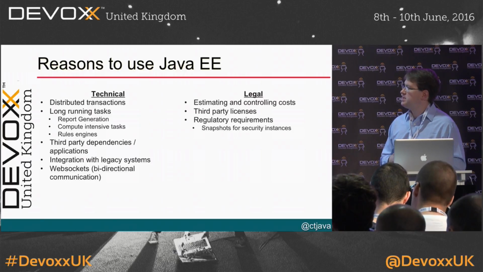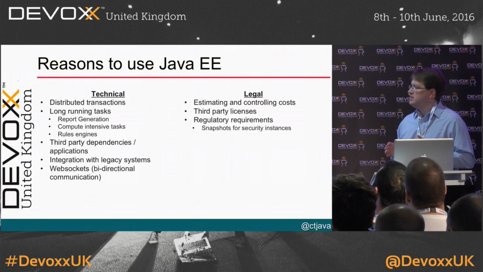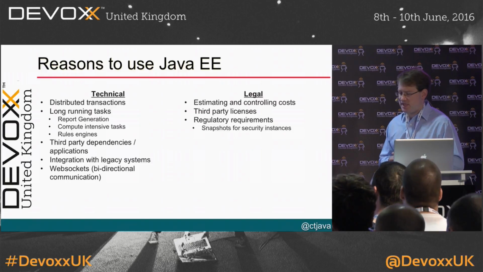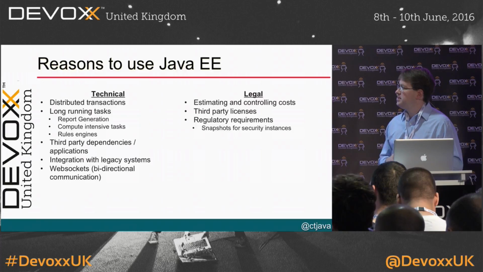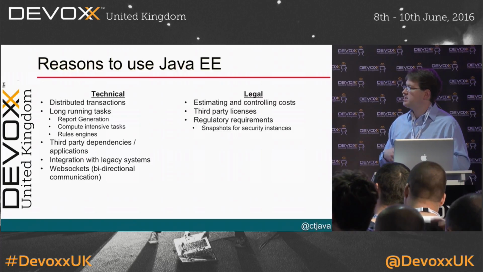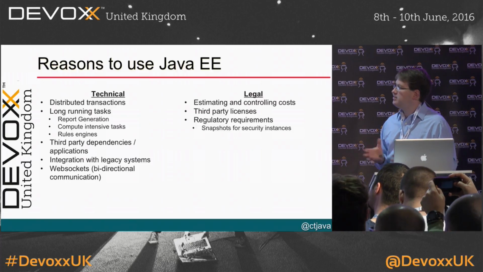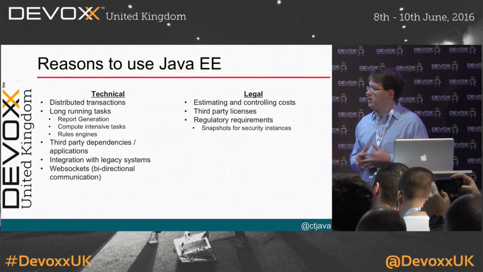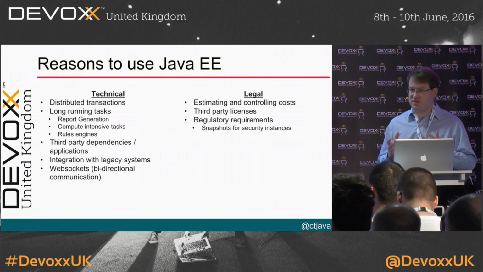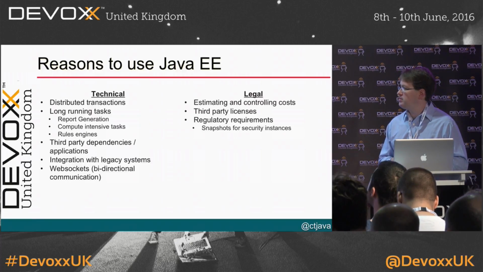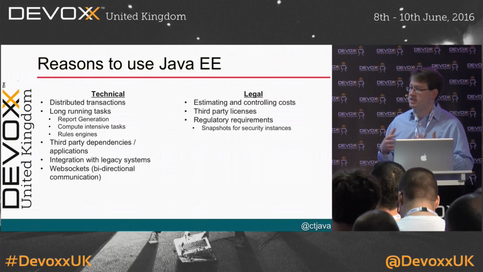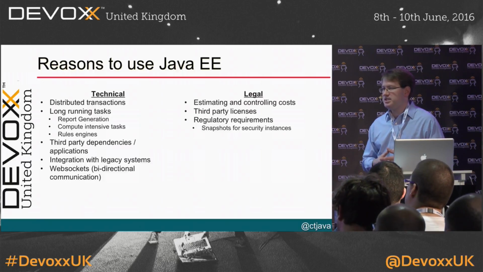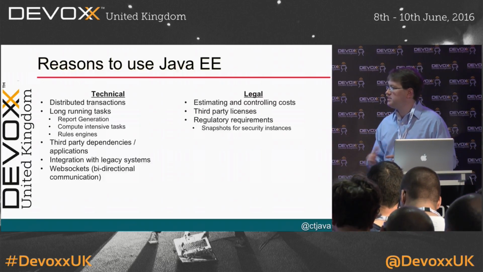Long-running tasks. If you're doing something like report generation, because I think there's a finite amount of time that an Amazon Lambda task can execute before it quits. So obviously if you're generating reports, doing compute-intensive tasks, rules engines, things like that, those would not be a good match for Amazon Lambda. You may have third-party dependencies or applications that have to be installed that may have node-locked licenses. That would be another reason not to use it, to use a container. Integration with legacy systems, so if you're calling out to something like TIBCO and sending off events to other systems.